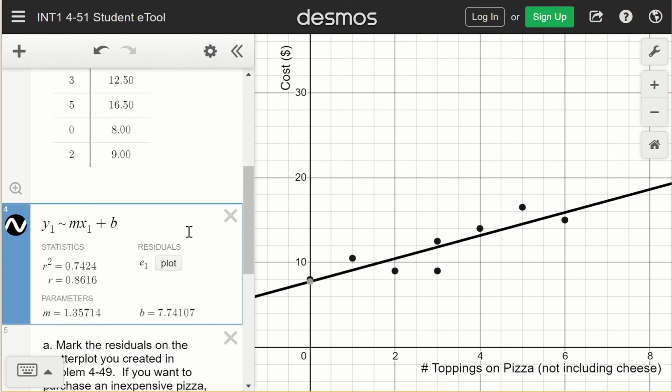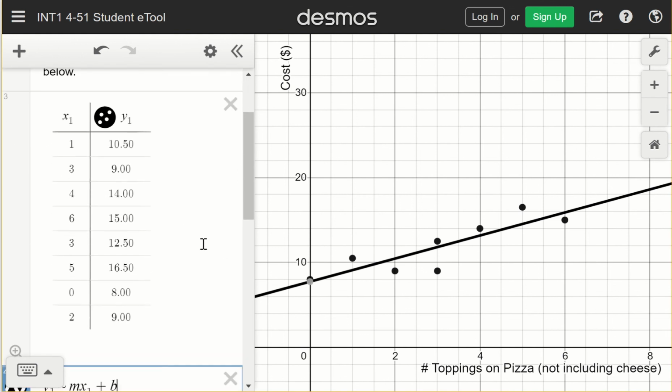And there's our line of fit. Oh, I didn't want to show you that, but it's there anyways. So the other thing is that it's asking me to find the residual plot for this.